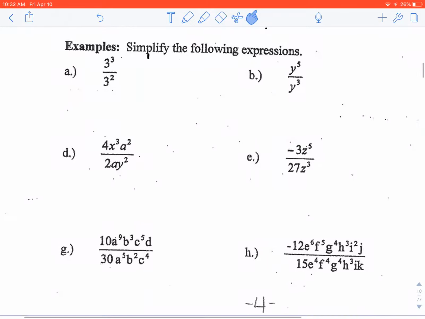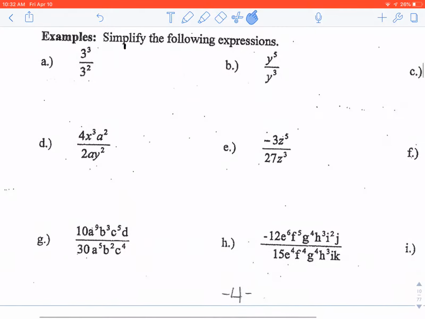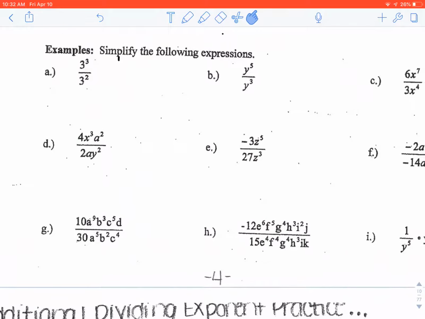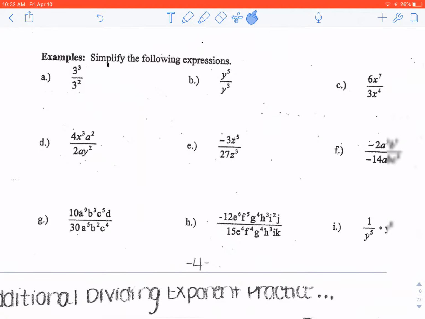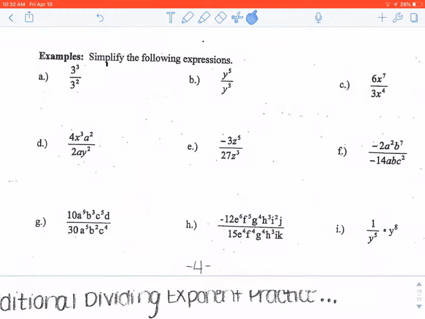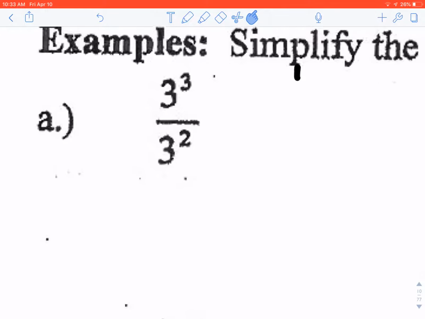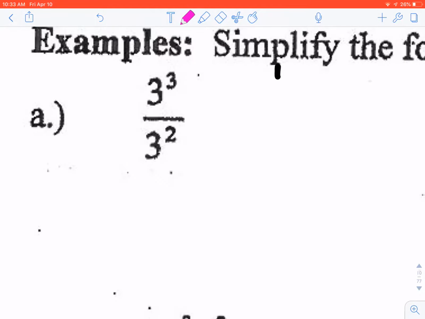Okay, so let's look at the letters in your notes. You guys have A through I. We will do most of these, but not all of them. So again, go ahead of me. Pause the video if you want to try it before I go through all these, or stay with me, whatever is best for you. So letter A, 3 to the 3rd over 3 to the 2nd.